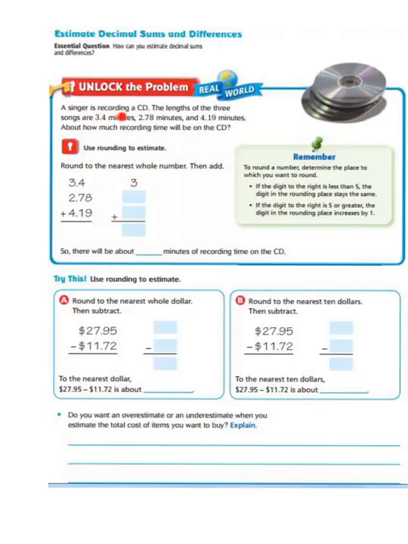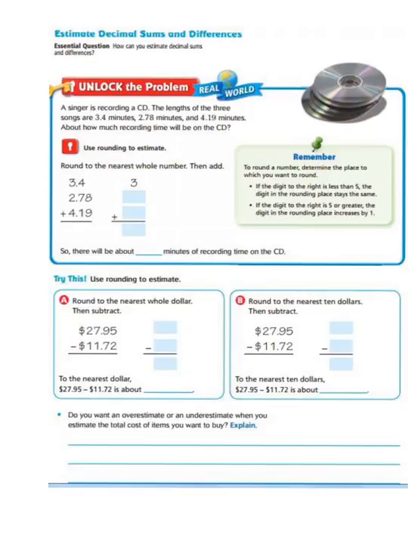A singer is recording a CD. The lengths of the three songs are 3 and 4/10 minutes, 2 and 7/800 minutes, and 4 and 1900 minutes. About how much recording time will be on the CD? So we're going to use rounding to estimate.